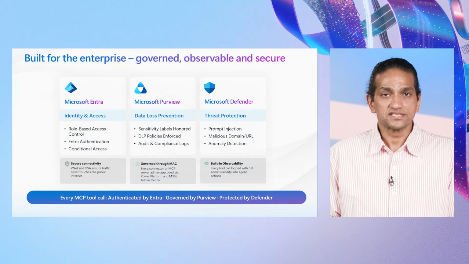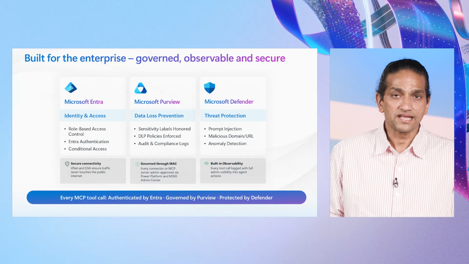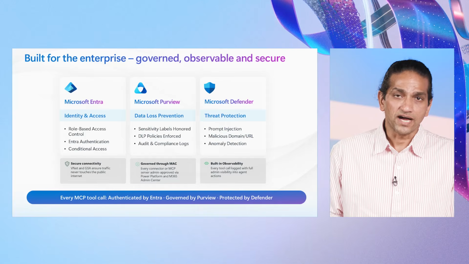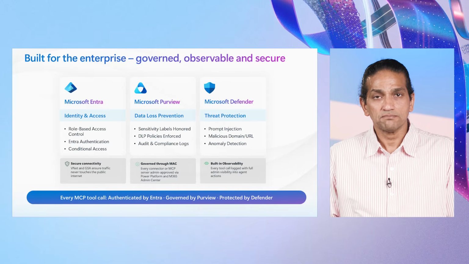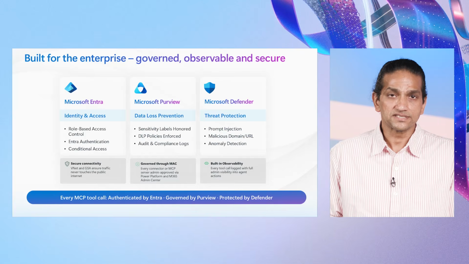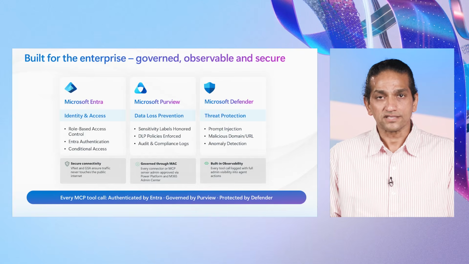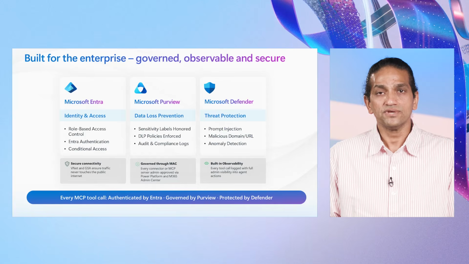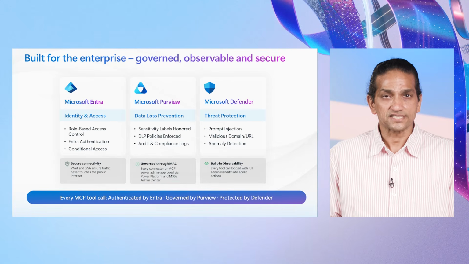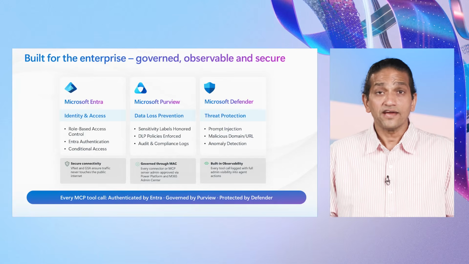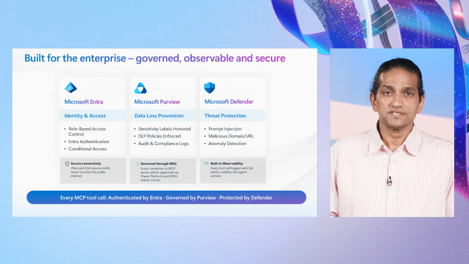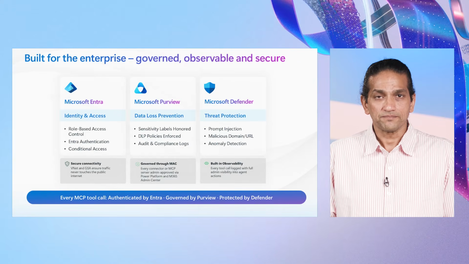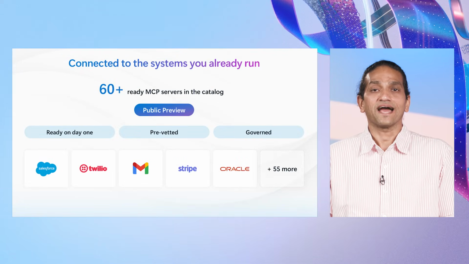Purview ensures your data policies travel with the agent, sensitivity labels are honored, and every action is captured in your audit and compliance logs. Defender sits on top of that, protecting against prompt injection attempts, malicious domains, and behavioral anomalies. If you're a bank or a healthcare organization, your data never needs to leave your private network. Traffic runs entirely through VNet and Global Secure Access or GSA, never touching the public internet. And every interaction is logged, giving admins full visibility into how agents are working with your data. Governed, observable, enterprise ready.